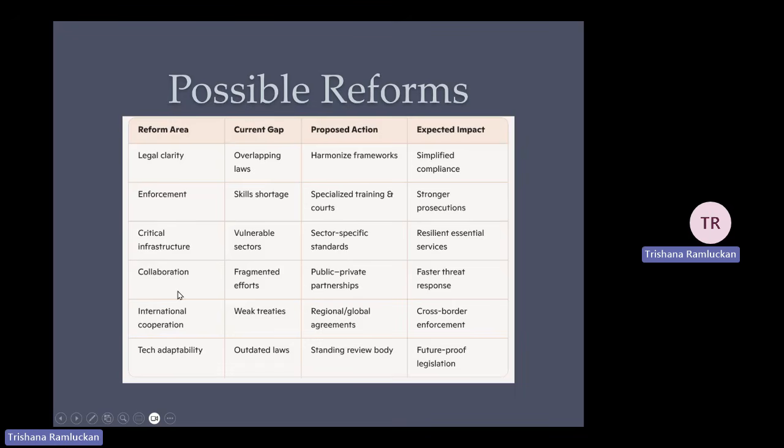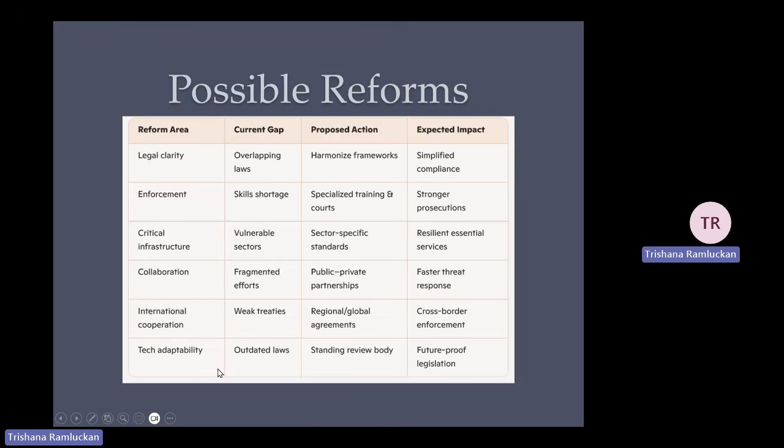Collaboration, we have fragmented efforts, public-private partnerships, and faster threat response. Your international cooperation, the current gap is weak treaties, proposed action, regional and global agreements, for example extradition, and then we have cross-border enforcement, which is your expected impact.